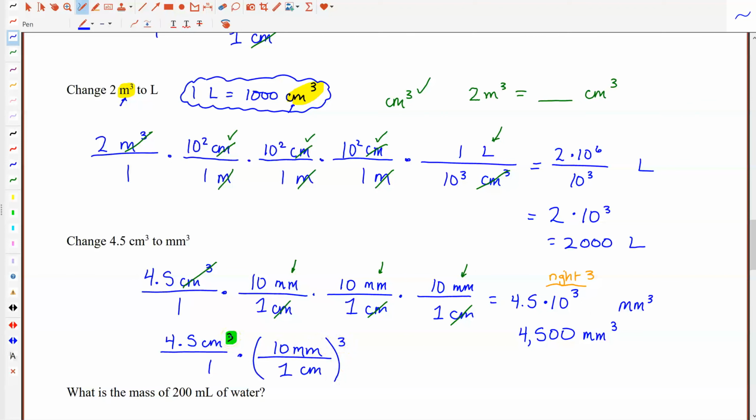That's a little bit fancier, right? It'll still get you what you want. You still have your 10 cubed when you're done doing the conversion. But again, I like to expand it out on the stuff that we're doing because I can see it a little bit better.